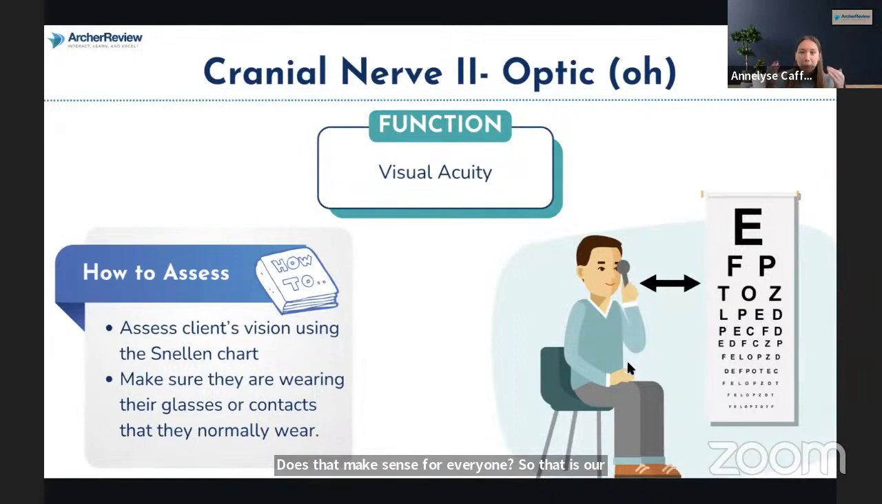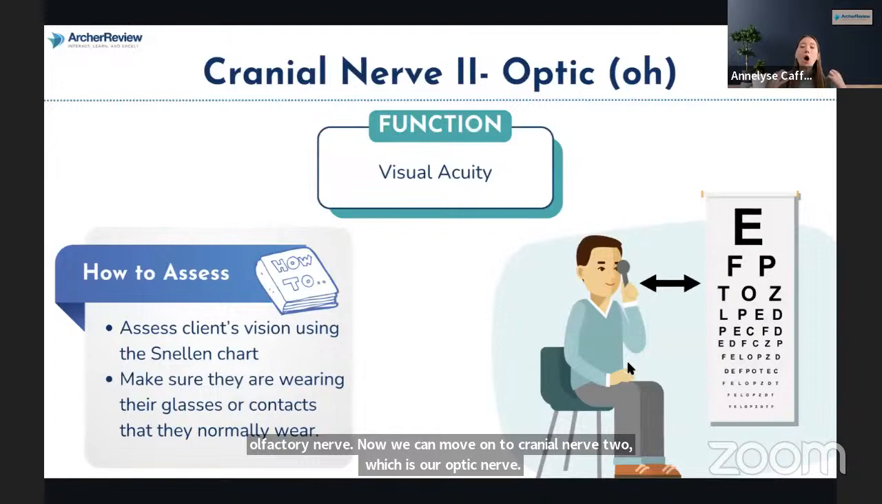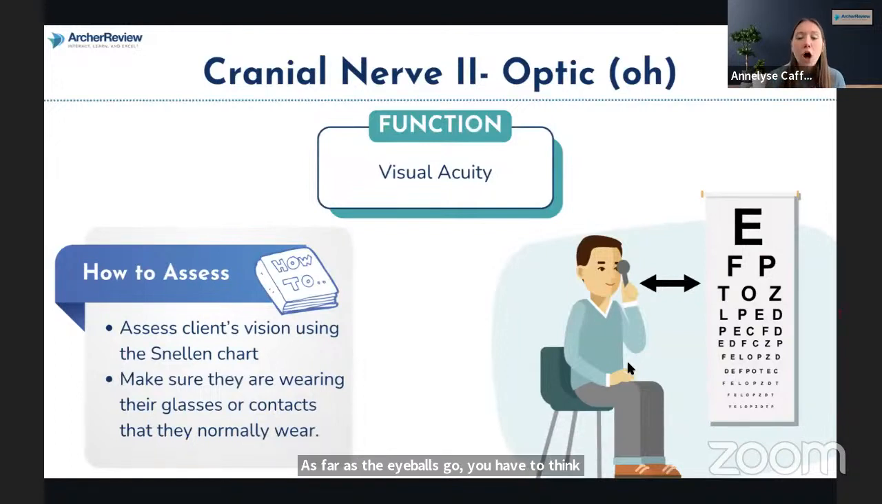As far as the eyeballs go, you have to think about how complex our eyes are. They do a lot of different things. If you think about it, they move a lot of different directions, so there's going to be motor functions there. They are in charge of our vision, so there's going to be sensory functions there. So we already know that we've got a lot of different functions going in our eyes.